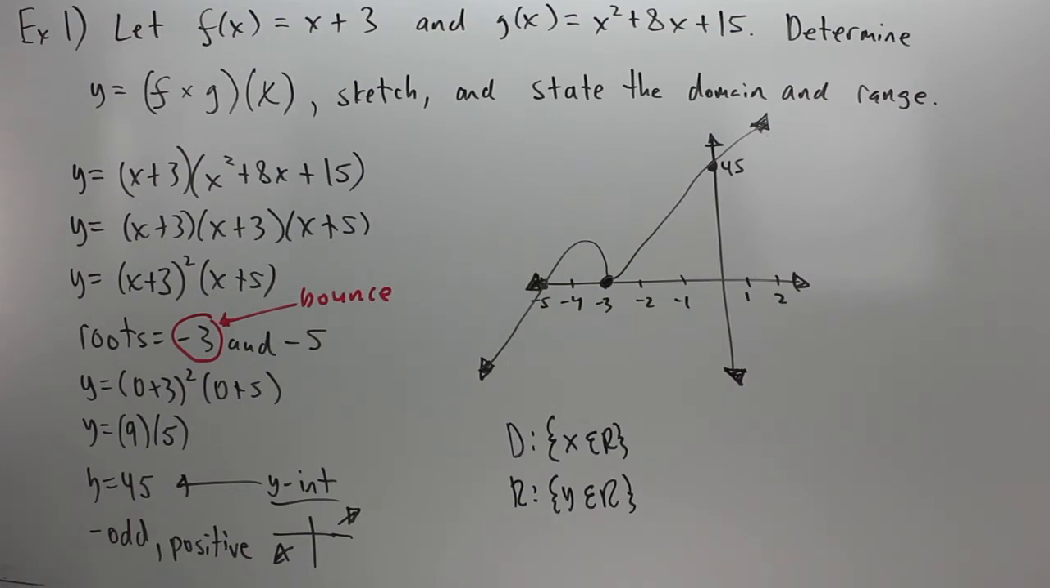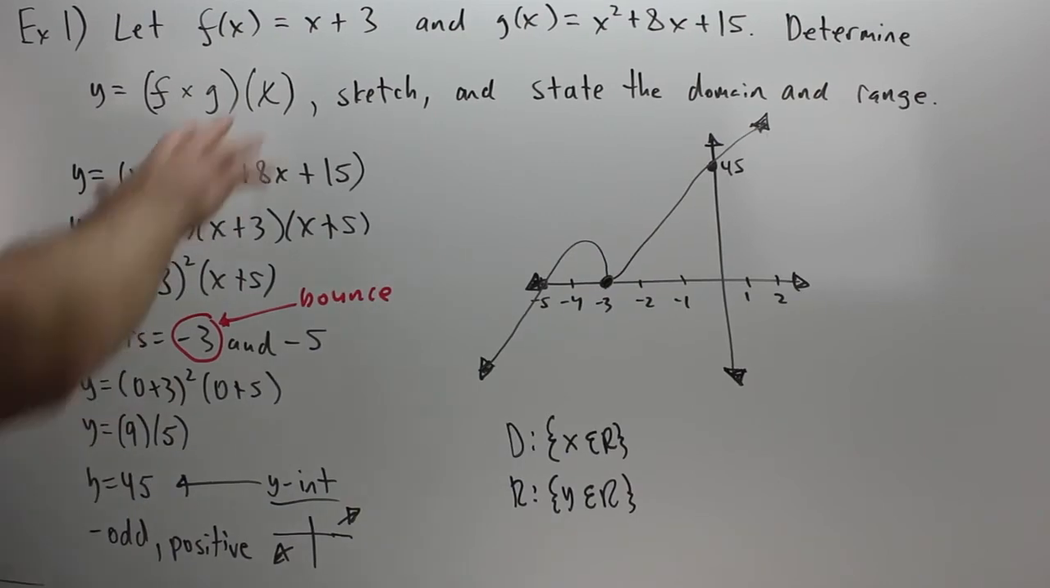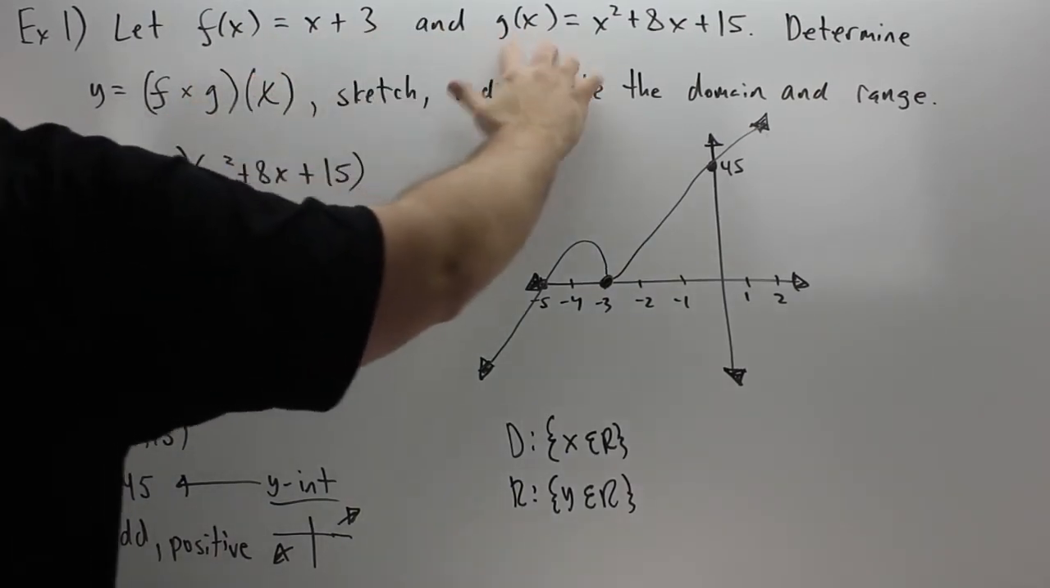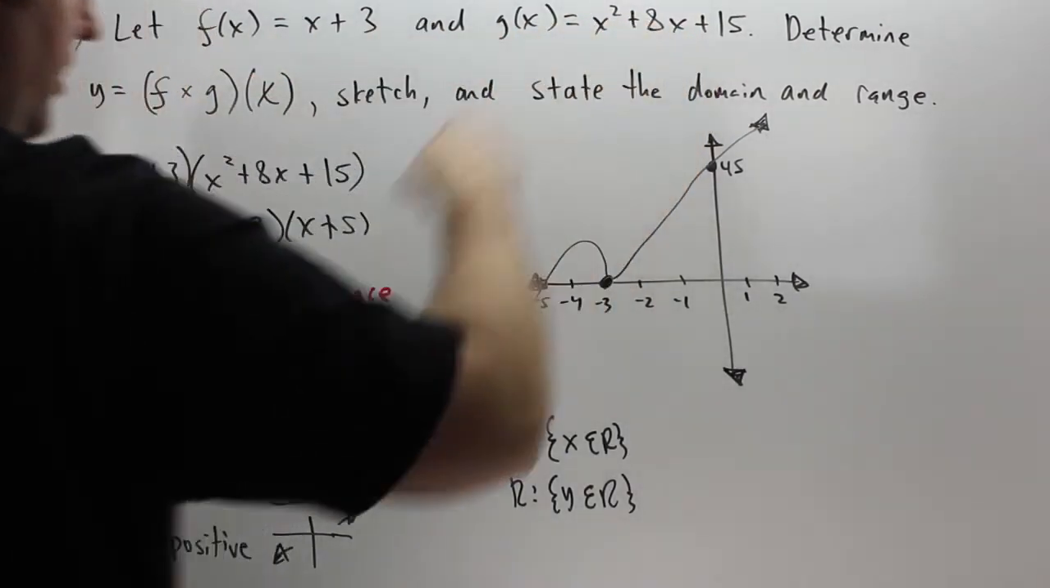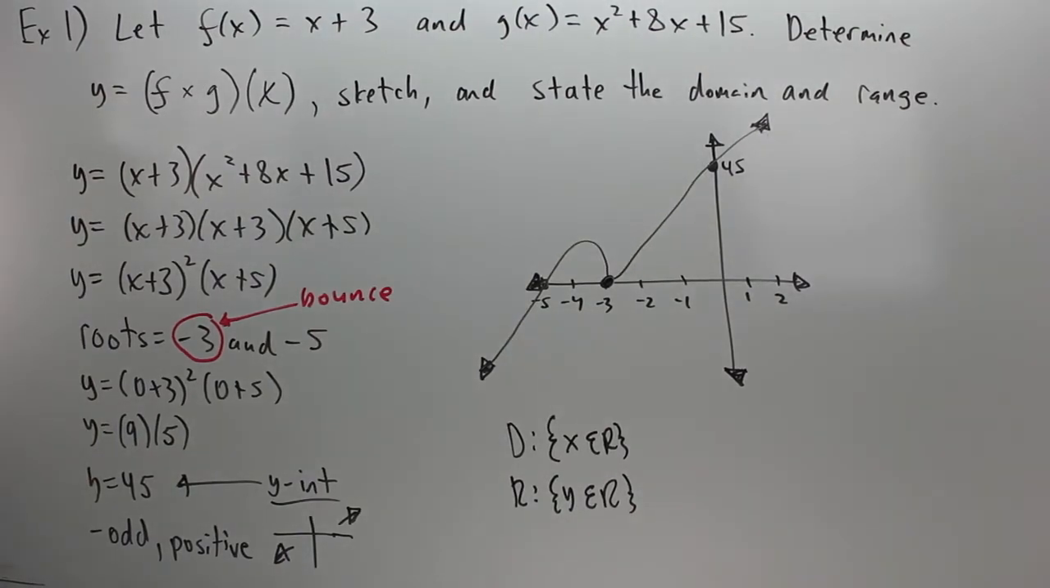Now, one way to determine the domain of this is we just simply look at f of x, it's x plus 3, and g of x, it's x squared plus 8x plus 15. Now, with products, the domain is the intersection of the two. So they're both unrestricted, so therefore the intersection is just unrestricted. So the domain would have to be x is an element of the real numbers. It's very similar to sums and differences. Actually, it's not even similar, it's the exact same.